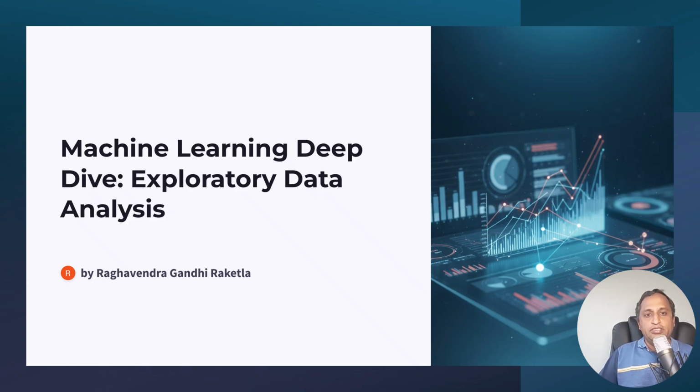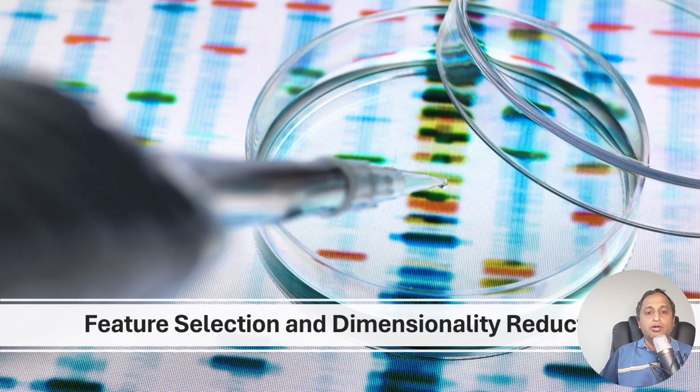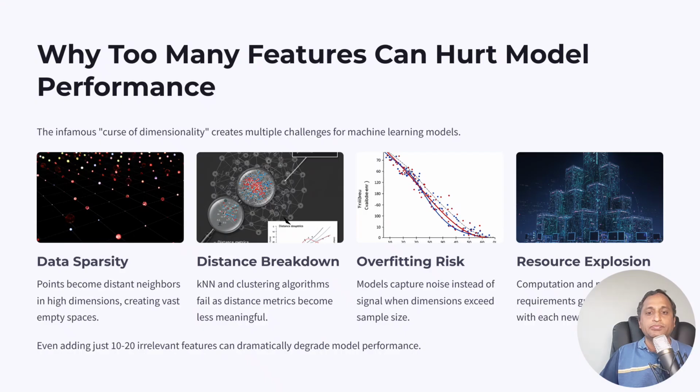Welcome back. In this final session, we are going to talk about feature selection and reduction of dimensionality. So let's start by understanding the key problem in high dimensional data, something known as the curse of dimensionality. This refers to the fact that as we add more features to a data set, instead of getting better performance, the model can actually perform worse.